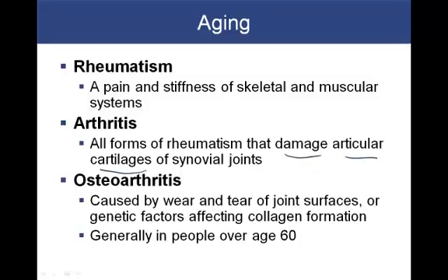We can subcategorize arthritis into osteoarthritis. You should identify osteo as bone, and this is caused when you have wear and tear on the surfaces of the joints. They can be genetically linked in the formation of various collagen fibers, and we often see osteoarthritis in older individuals.